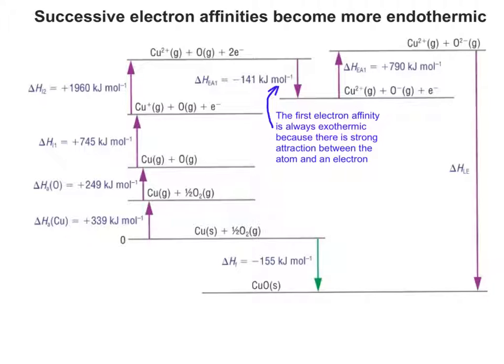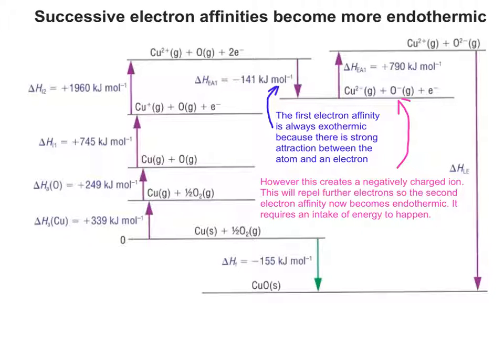So let's have a quick look before we go any further at successive electron affinities. This Born-Haber cycle is for the formation of copper oxide and lattice enthalpy of copper oxide. So the atom that eventually becomes a negatively charged ion, usually non-metals, is going to be attracted strongly to an electron because it wants to gain an electron, just like any non-metal would want to gain an electron from GCSE. So there's strong attraction between the atom and the incoming electron, the first incoming electron.